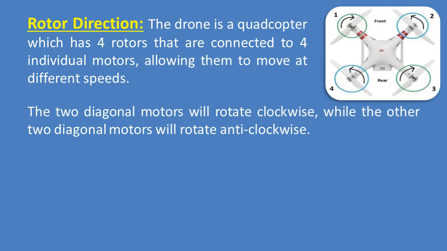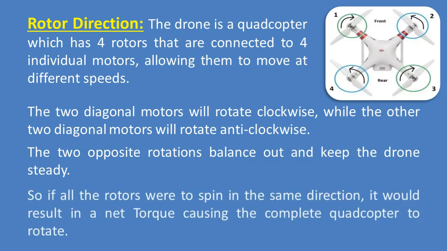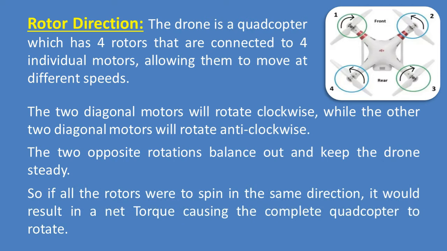The two diagonal motors will rotate clockwise while the other two diagonal motors will rotate anti-clockwise. If we notice, motor 1 and motor 3 will rotate clockwise and motor 2 and motor 4 will rotate anti-clockwise. The two opposite rotations balance out and keep the drone steady. So if all the rotors were to spin in the same direction, it would result in a net torque causing the complete quadcopter to rotate.